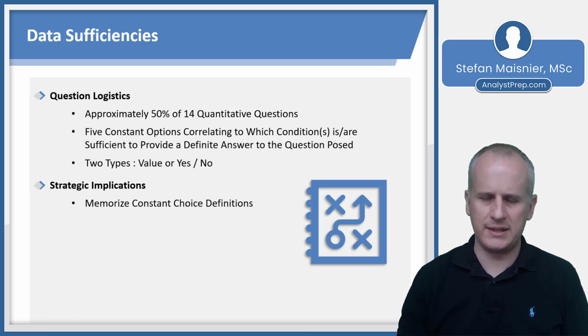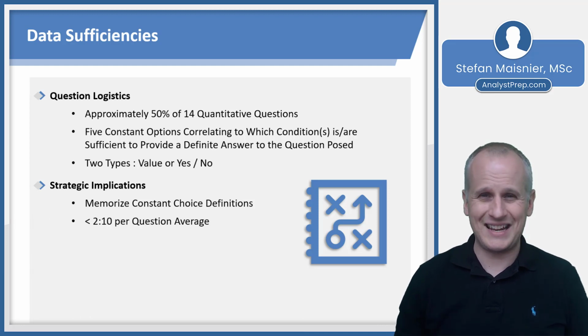So strategically, you have to memorize the constant choice definitions. You don't want to be reading the answer choices every data sufficiency problem. You'll be at a deficit compared to any other Executive Assessment test taker who is prepared and knows what those answer choices mean. And you'll probably be able to memorize them, if not after this lesson, very shortly thereafter when you do your practice.